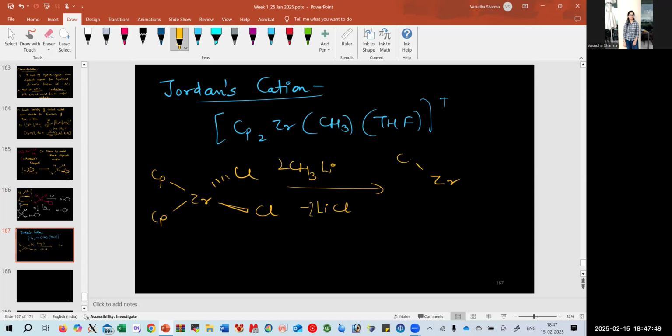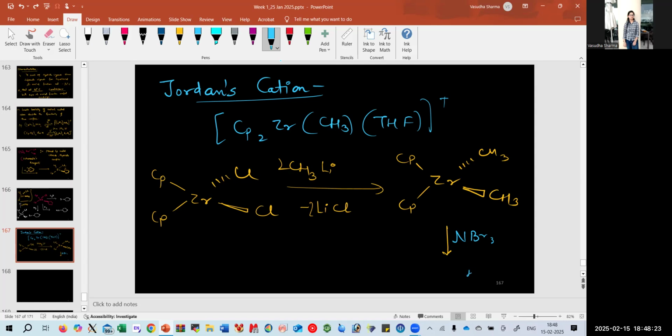So we have Cp, Cp, CH3, at the back and front of the plane. Then when we are treating it with NEt3H BPh4, it would release the CH4 and one molecule.